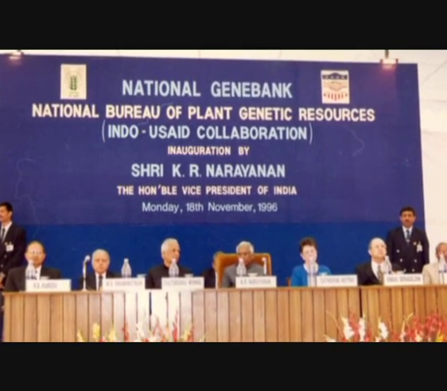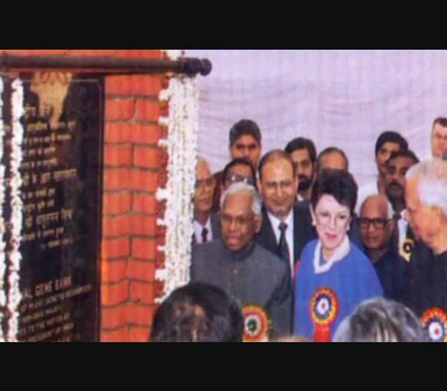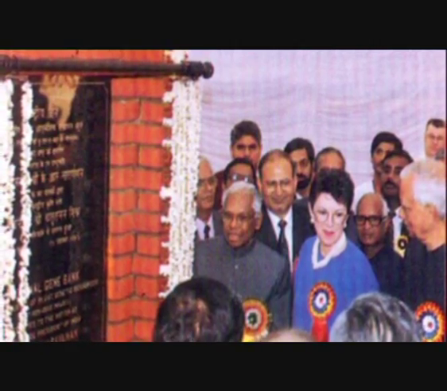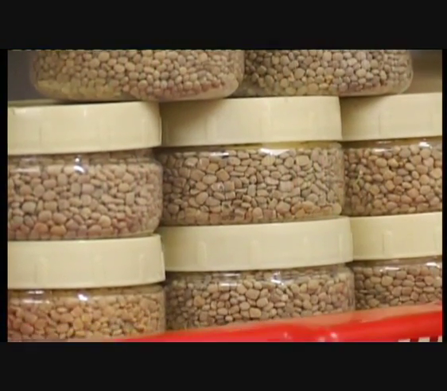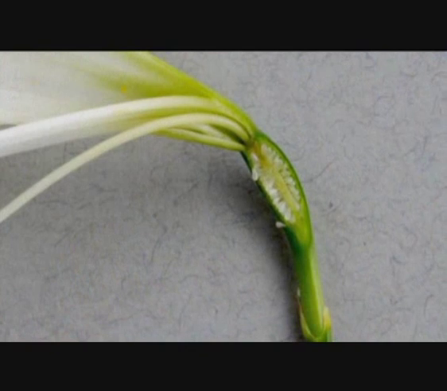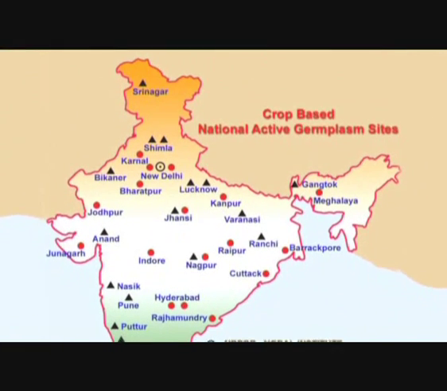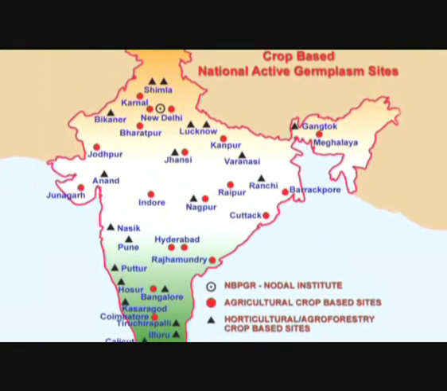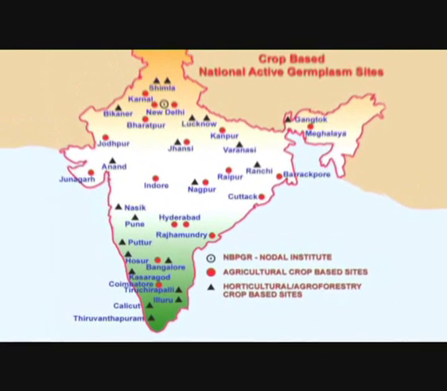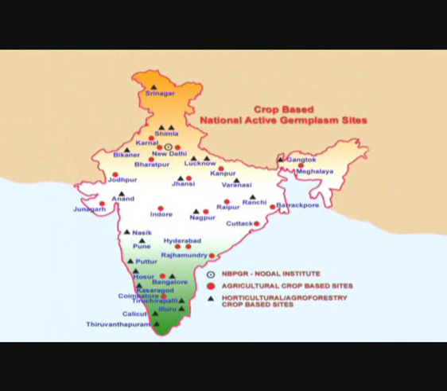The Indian National Gene Bank was established at NBPGR to conserve germplasm in form of seeds, vegetative propagules, in vitro cultures, embryos, and pollen. The Gene Bank is supported by the active partnership of other institutions and centers designated as the National Active Germplasm Sites.